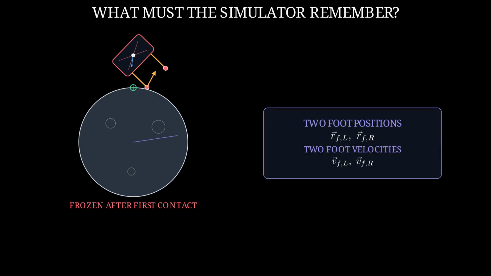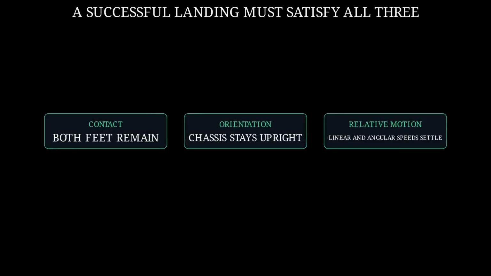Each foot also has a position and a velocity. The changing distance between a foot and its chassis anchor tells us how much its landing leg is compressed and how quickly that compression is changing. We will call the landing successful only when both feet remain in contact. The chassis is nearly aligned with the local surface, and its remaining linear and angular motion are small.